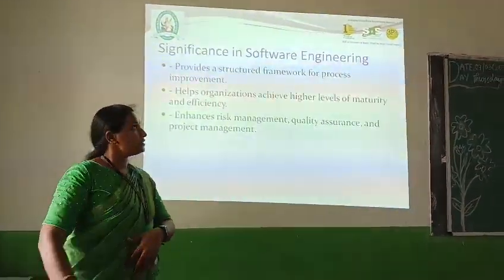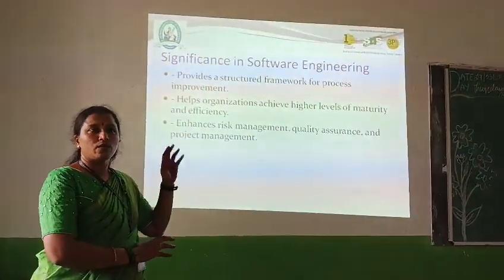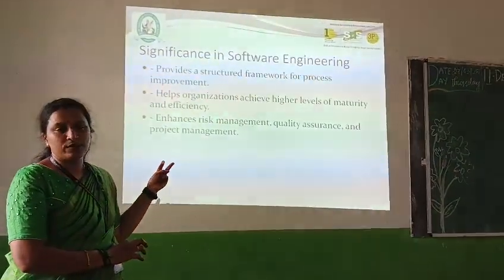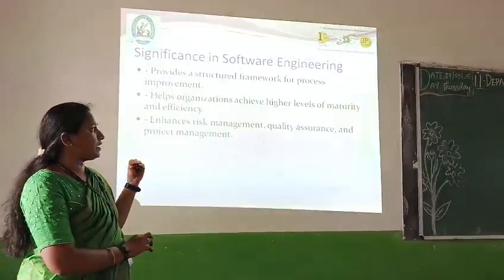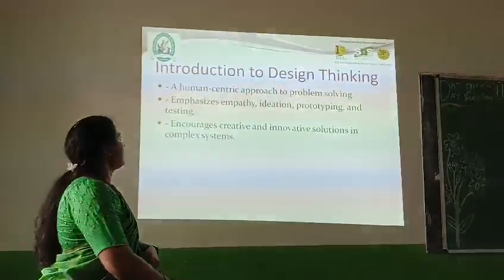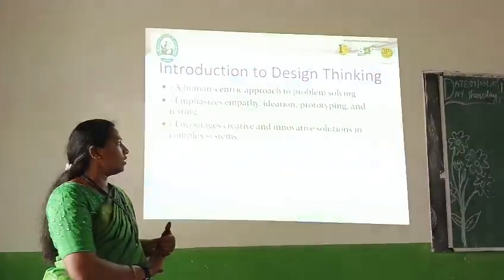Okay. And the second thing, significance in software engineering. So the structural framework is for process improvement. And second, a high level of maturity has been achieved here. And third, enhanced risk management, quality assurance and quantity assurance. And the next one, through design thinking, how CMMI is used, we can go along with it.